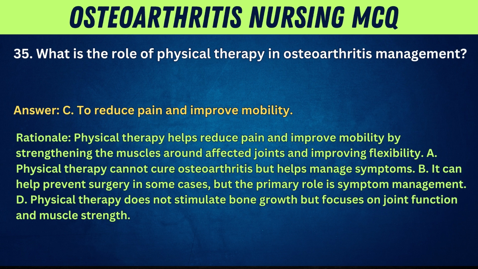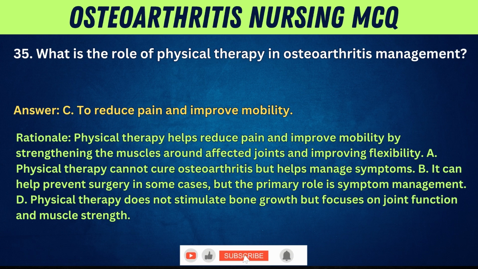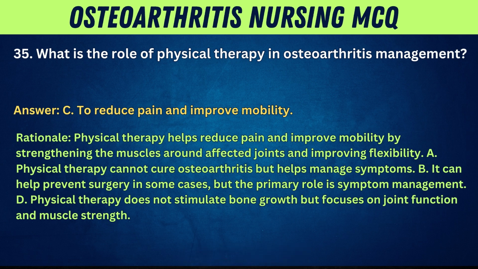Rationale: physical therapy helps reduce pain and improve mobility by strengthening the muscles around affected joints and improving flexibility. A. Physical therapy cannot cure osteoarthritis, but helps manage symptoms. B. It can help prevent surgery in some cases, but the primary role is symptom management. D. Physical therapy does not stimulate bone growth, but focuses on joint function and muscle strength.